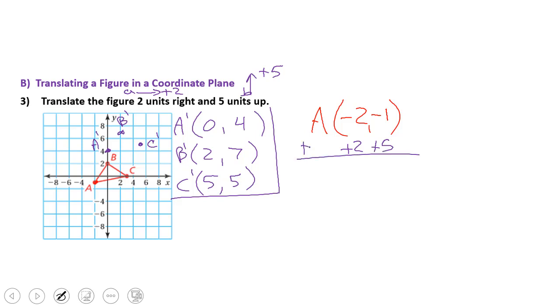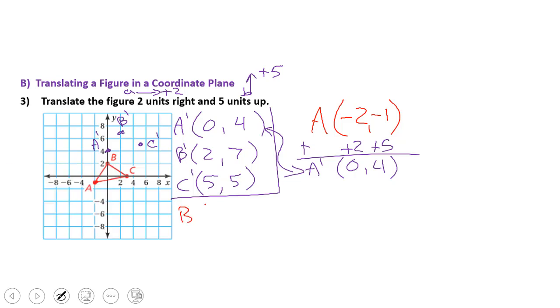And I'm always adding. So I have a -2 plus 2, that gives me 0. And a -1 plus 5, yes, that gives me 4. So my A prime location, doing it mathematically, is 0, 4. And as we recognize, that matches right up with what we did when we counted it on the coordinate plane.